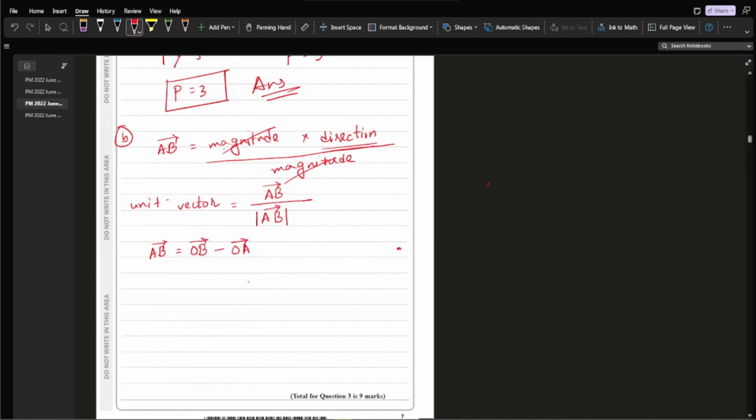Or you can think of it like this. You have O here, you have A here, you have B here. If you need AB, you have to go to O, which is minus OA, and then go to B, which is OB. This is a different way to do it as well. But usually I just do the position vector of the final point minus the position vector of the initial point.